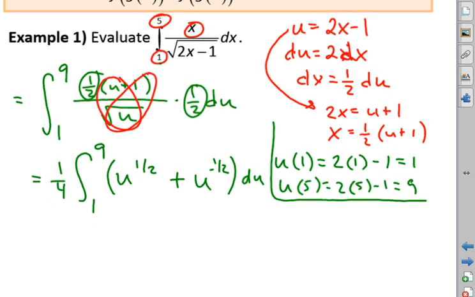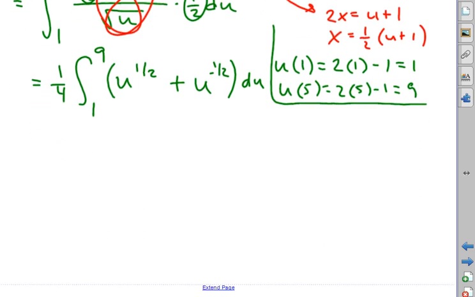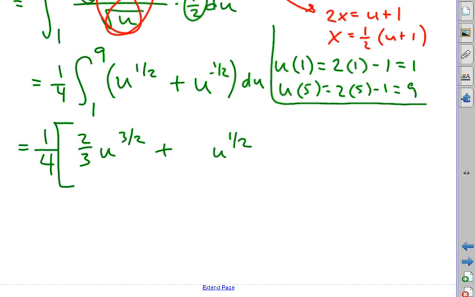So now let's go ahead and take the integral and evaluate. I have this coefficient of 1/4, which I'm going to leave out front, so make sure to put a bracket there. And so this will be u to the 3/2, with a coefficient of 2/3, plus u to the 1/2 with a coefficient of 2, evaluated from 1 to 9. Now here's the beautiful thing about definite integration with u substitution.